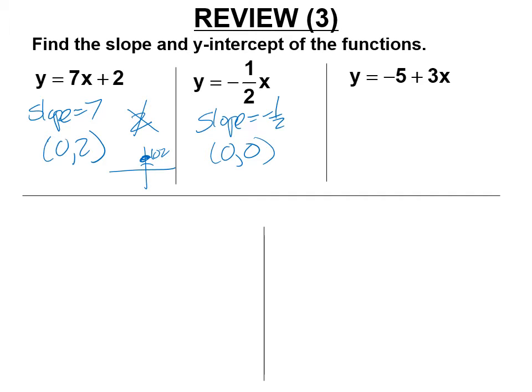All right, what's the slope here? The slope here is 3. It's the coefficient of x, the number multiplying x. It's not the first number. The y-intercept is (0, -5).